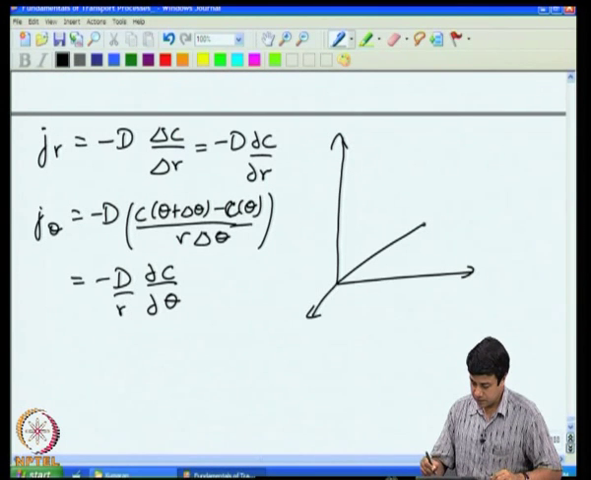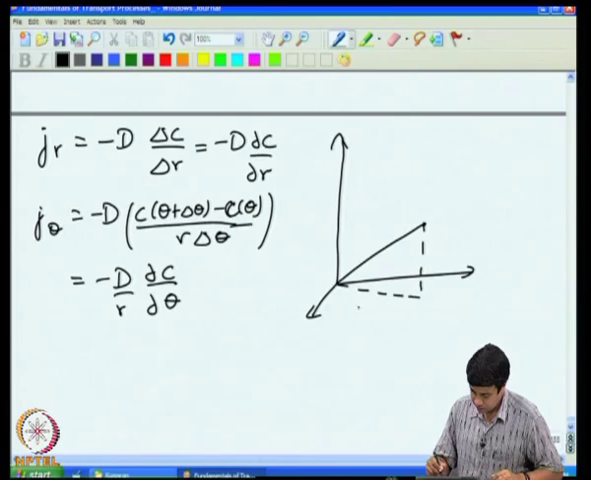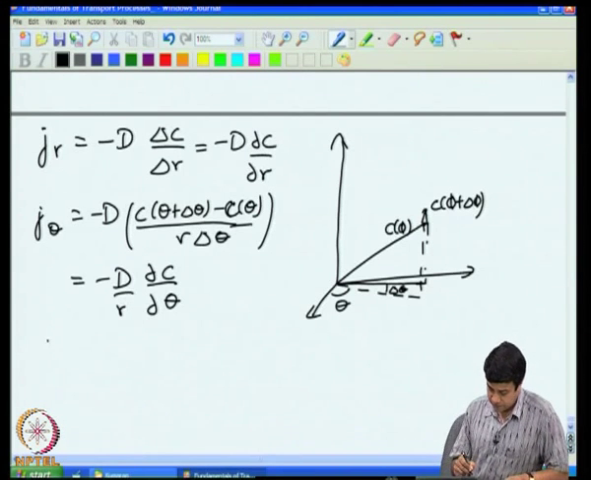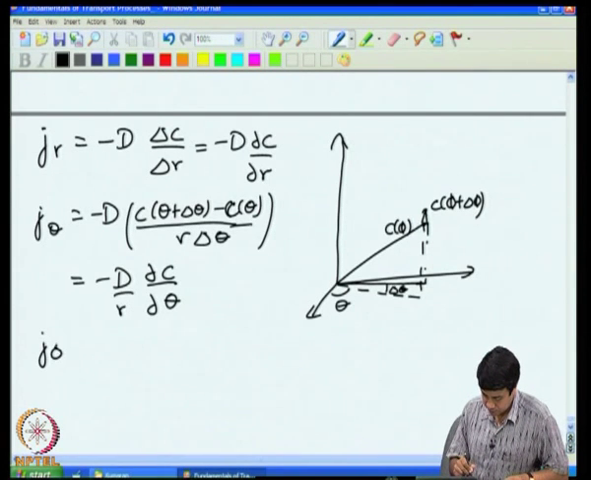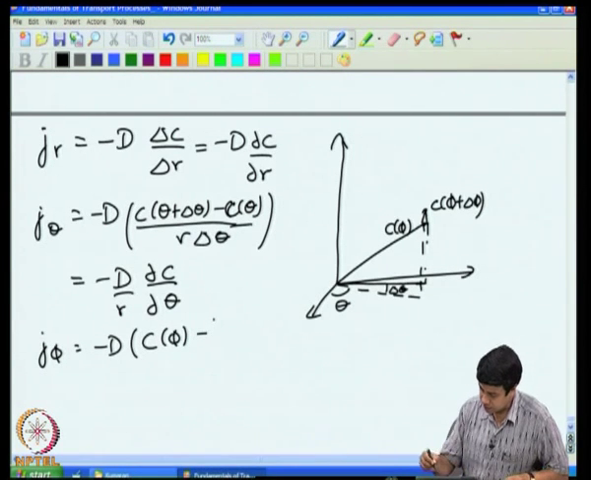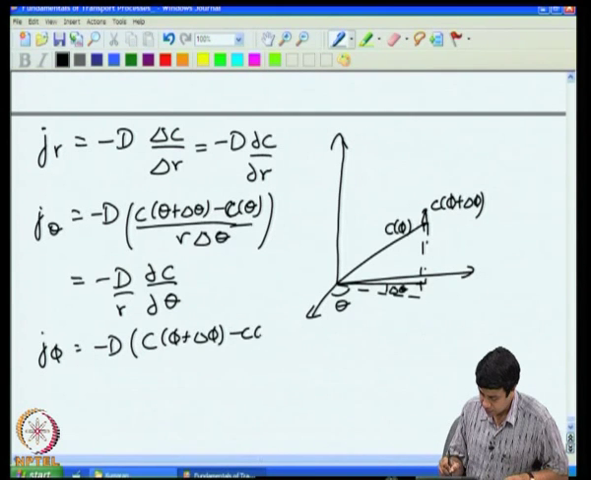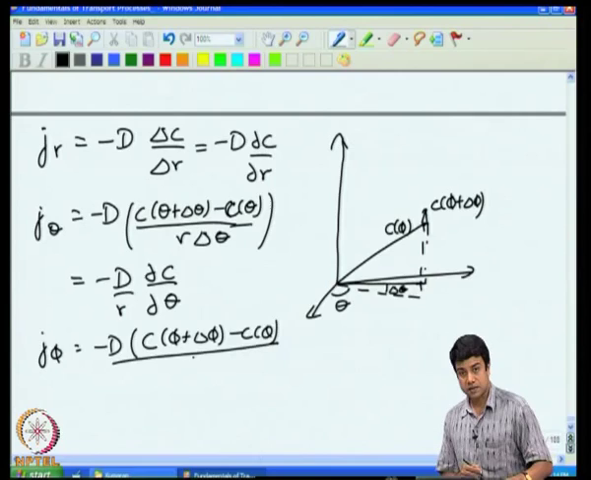Similarly, if I were at a location phi, and then I go to some other location delta phi away, I have c at phi plus delta phi. J phi is going to be equal to minus d times c at phi plus delta phi minus c at phi, divided by the distance travelled.